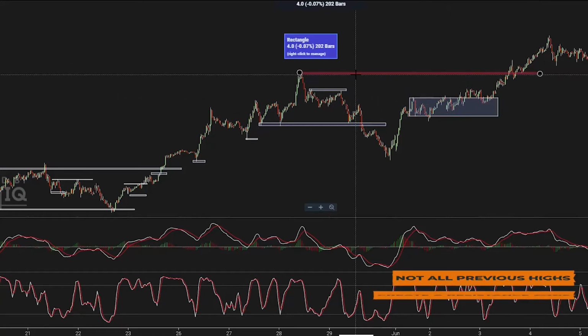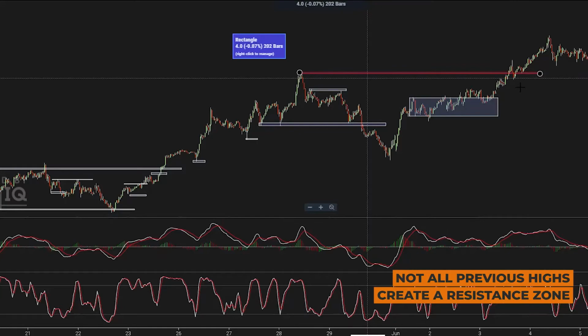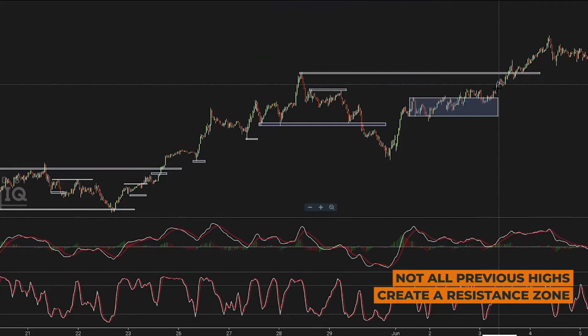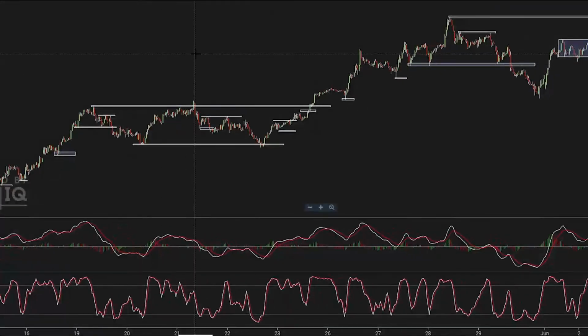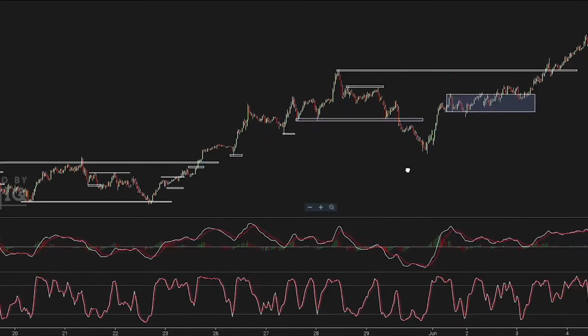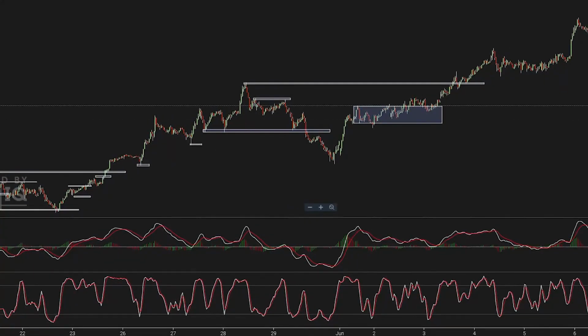So really, I would not define that as a resistance zone just because it was a previous high, because it's gone straight through. So by the terms of our criteria for defining support and resistance, that doesn't match up, right? So if we keep going across to the right, we'll see if we get any more coming to play.